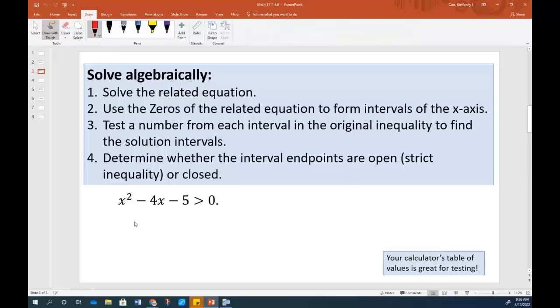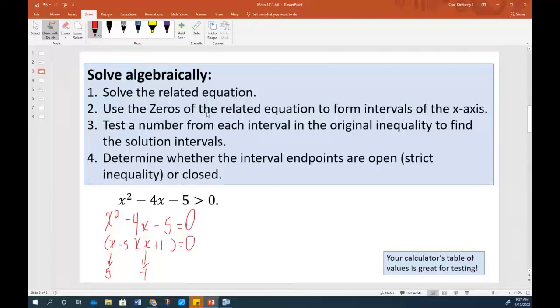To solve the related equation, we will first of all just take this x squared minus 4x minus 5 and pretend that it says equals 0. So to solve something like this, one of the methods we can use is factoring. If that didn't work, we could use the quadratic. But here, what multiplies to 5 and subtracts to give me negative 4? Well, that's going to be x minus 5 and x plus 1. Now, if I set each of these equal to 0, I will find that x is either positive 5 or negative 1, because those are the zeros for each one of those.